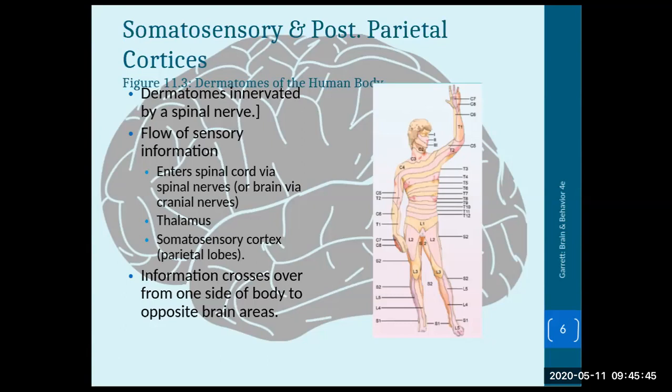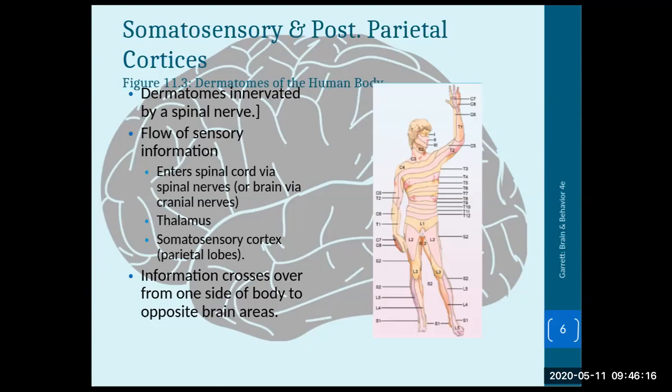So if we have information about touch, maybe we got hit before in the face, then information from that hit to our face enters the spinal cord, goes up through the thalamus, and tells our somatosensory cortex, which of course is at the front of the parietal lobe, just on the other side of the motor cortex.